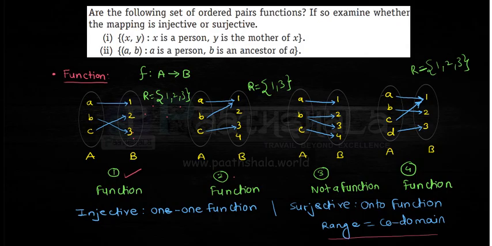In the second case, we can see range is 1, 3 but codomain is 1, 2, 3, 4. It means that range is not equal to codomain. So the second one is not an onto function. It is a function but it is not an onto function, that is, not surjective. But in the third case we can see codomain is 1, 2, 3 and range is also 1, 2, 3. It means that range is equal to codomain. The fourth one is also an onto function.